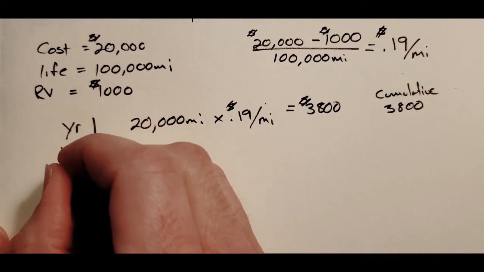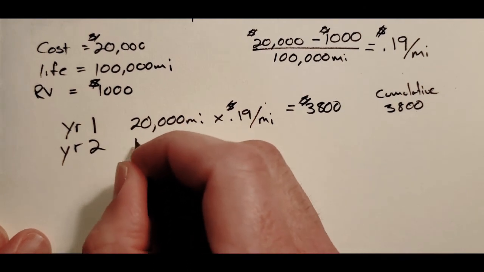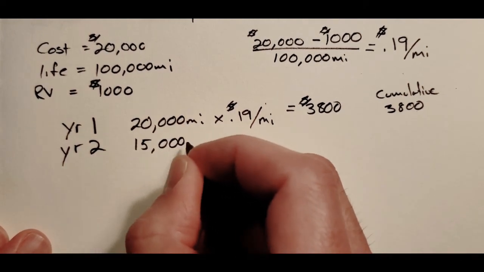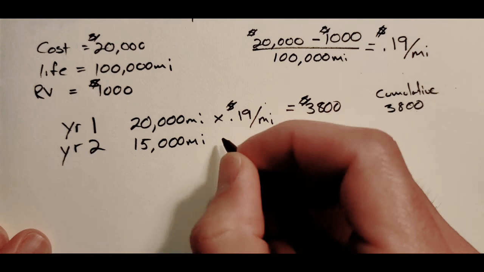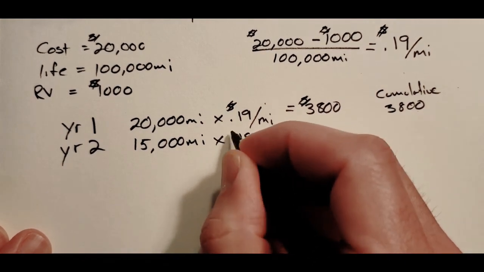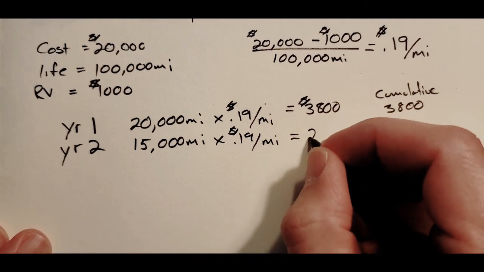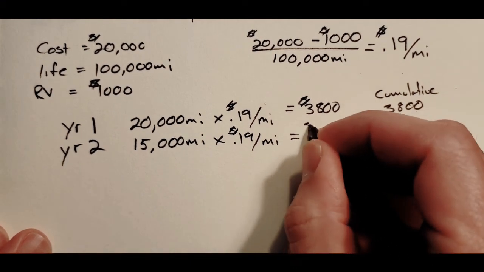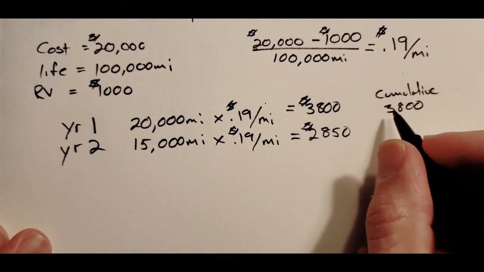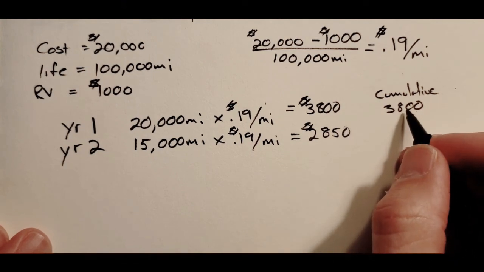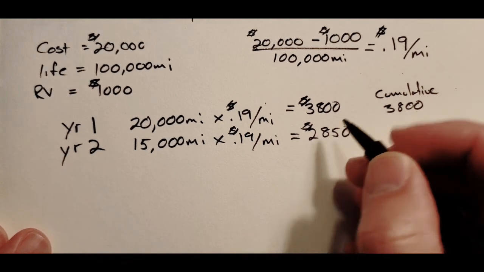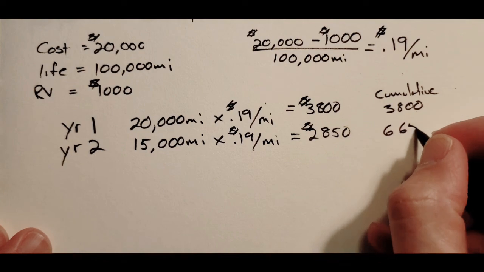For year two, the question says that they expect to get 15,000 miles in year two, times 0.19 or 19 cents per mile, which gives $2,850 for year two. Now the cumulative will be what it was from the year before plus this new year, so that'll be $6,650.